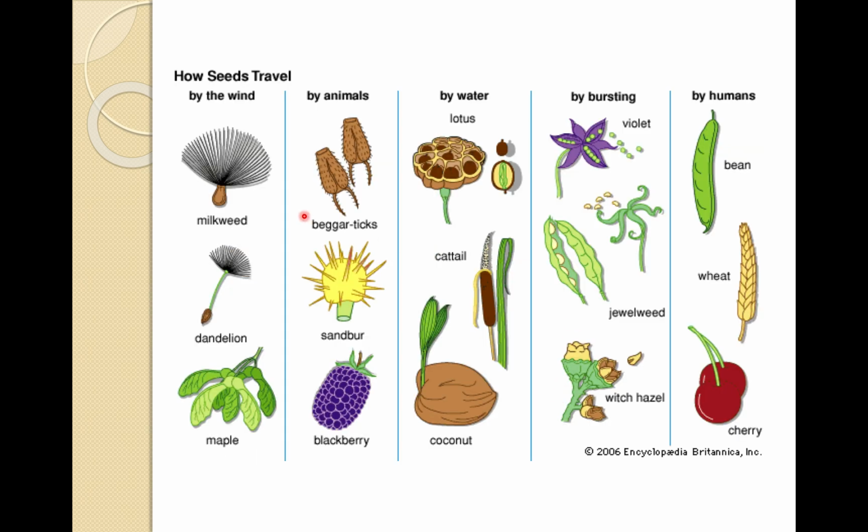So these seeds can be dispersed through a variety of means: by wind, with animals, by water, like the coconut here. You can see the shoots coming up right there. Some of these seeds actually dry out and then they burst open and the seeds just kind of spread everywhere by themselves. And then humans are also good seed dispersers as well.